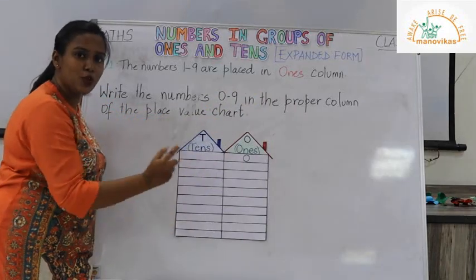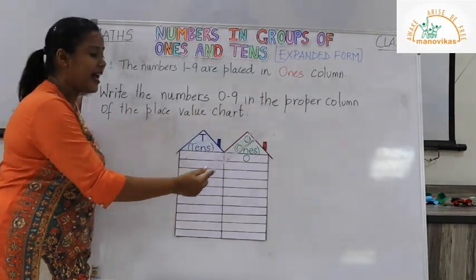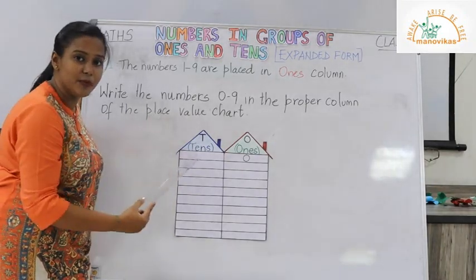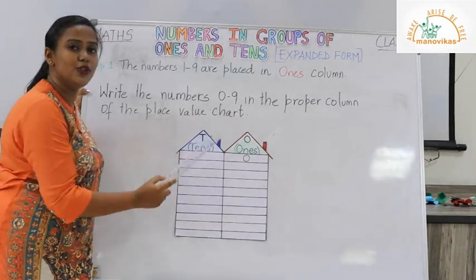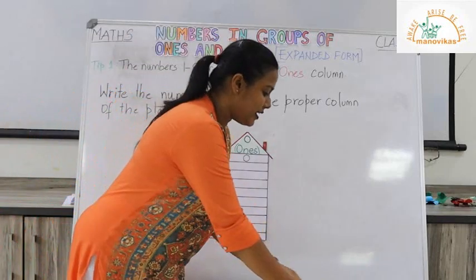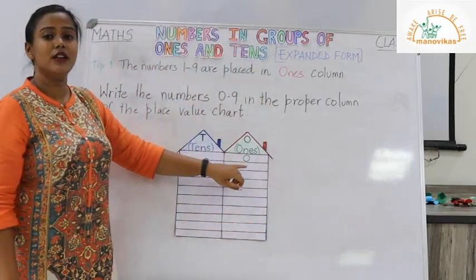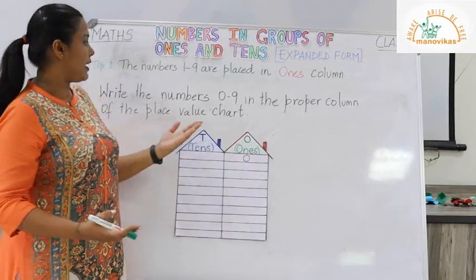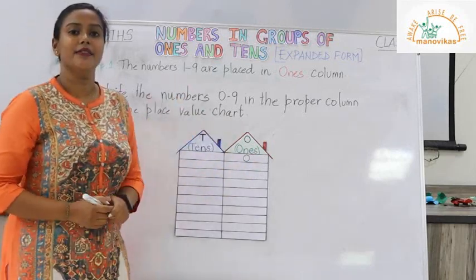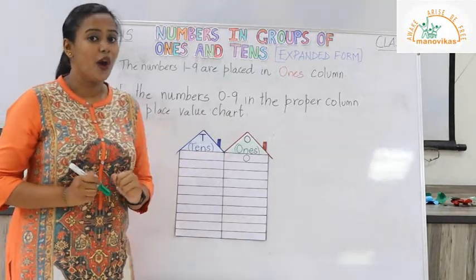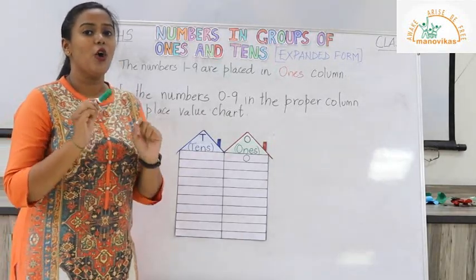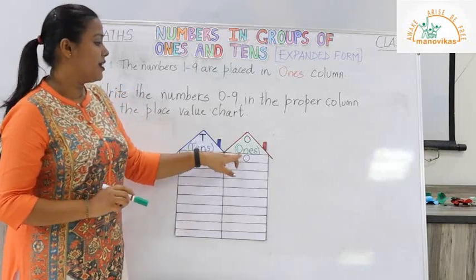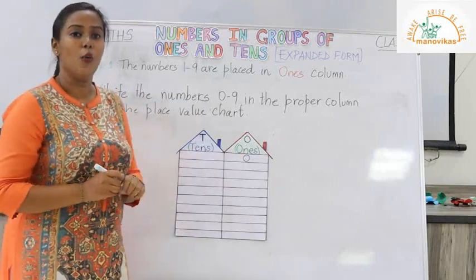So now you can see 2 columns. You can see ones as well as tens. But you should know in which column you have to write the numbers 0 to 9. As you can see, I have already written the number 0 in the ones column. Now we have to write the remaining numbers 1 to 9 in the ones column. And why in the ones column? Because all single digit numbers or one digit numbers should be written in the place value of ones.